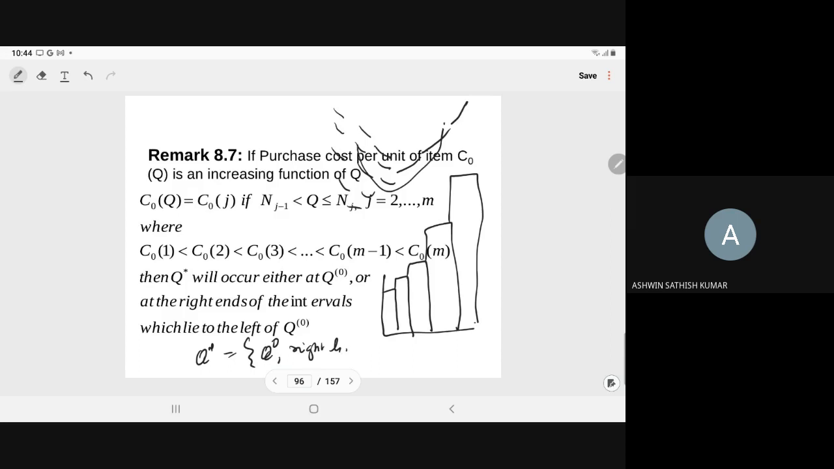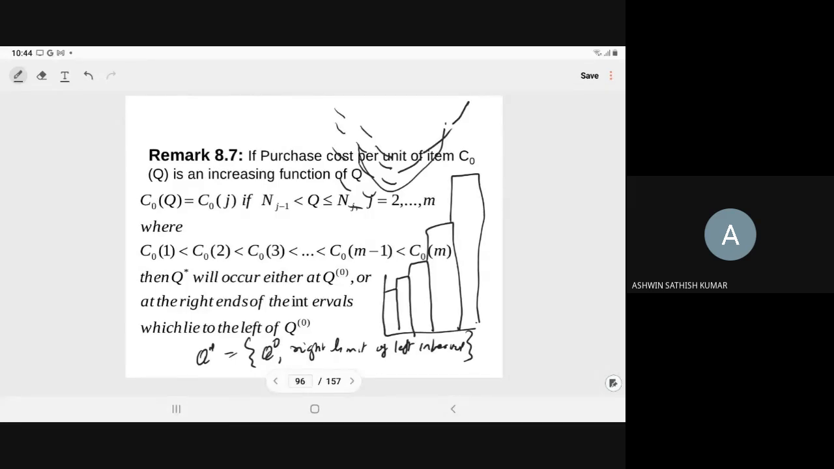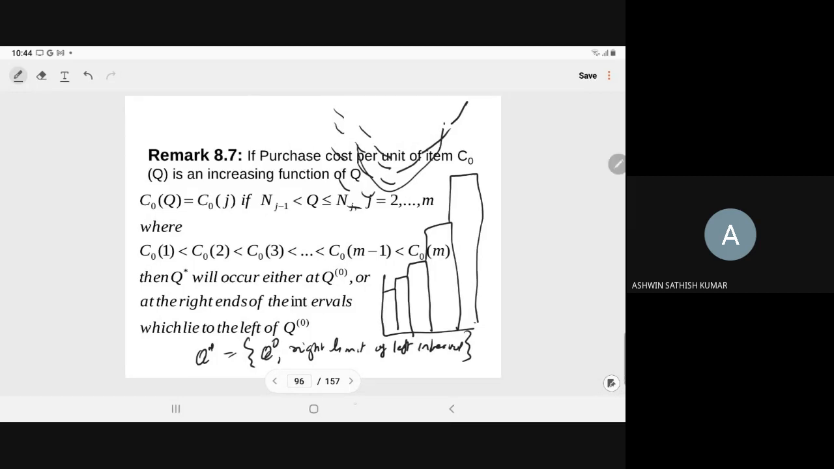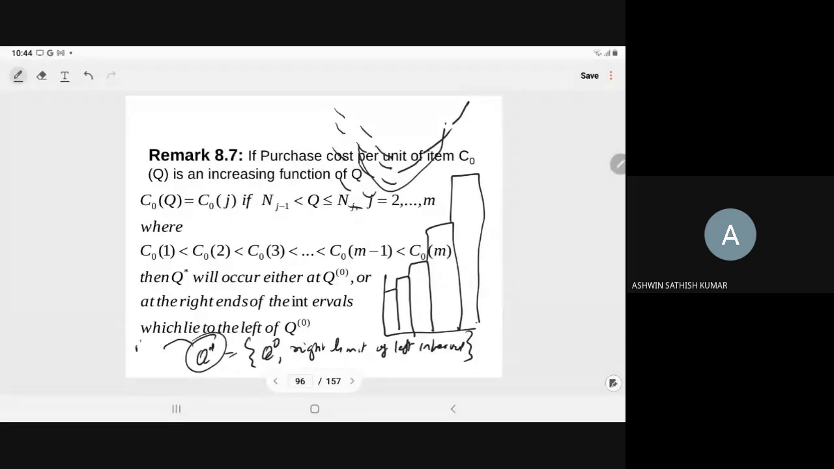Right limit of the left interval. So you have to take care whether it is a price discount or it is black marketing. Accordingly, you have to determine the Q star, and after having the knowledge of the Q star, we can determine the B star, T naught star, and TCU star.